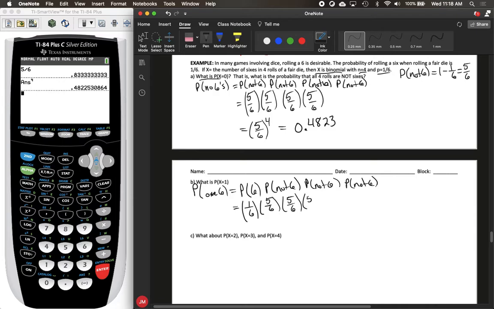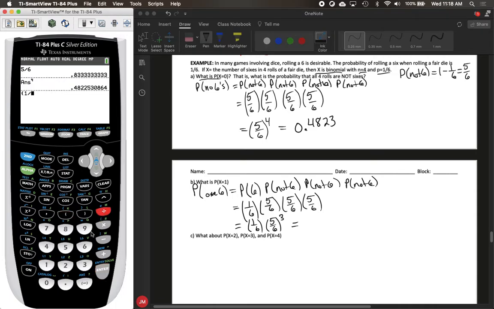So then here's what this equation looks like. In other words, we're taking 1 out of 6 multiplied by 5 out of 6 to the power of 3 this time, since it's only 3 of those. So let's see what that ends up being. We're going to take in parentheses 1 out of 6 multiplied by, in parentheses, 5 out of 6 to the power of 3.